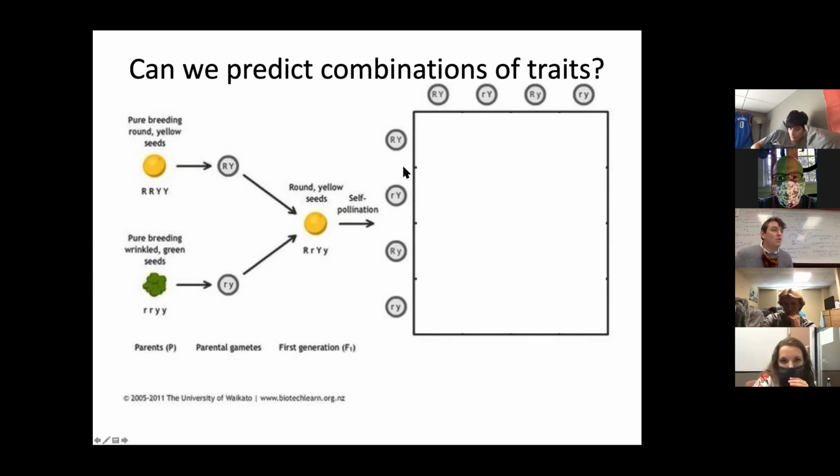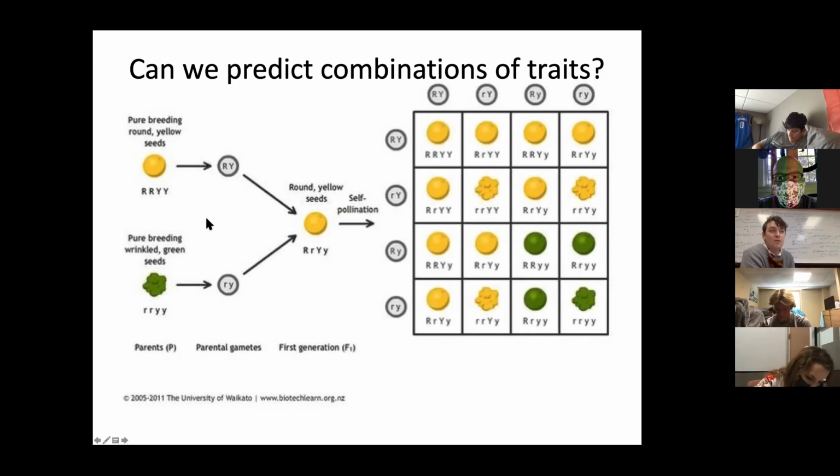So you array the 4 possible gametes along the columns and the 4 possible gametes along the rows, and you get a 4x4 grid. Put them together. What's the genotype of this top square going to be right up here? Big R, big Y, big R, big Y? That's correct, but we tend to keep the alleles that go together. So big R, big R, big Y, big Y? Exactly. Yep. And so you do that for each one of these, and you get all the genotypes.